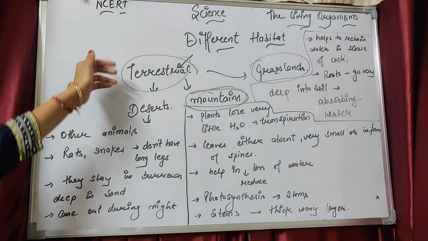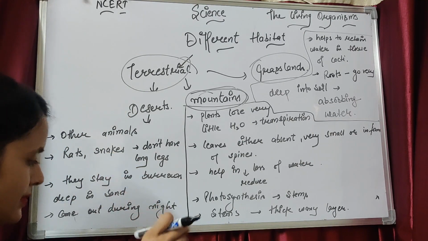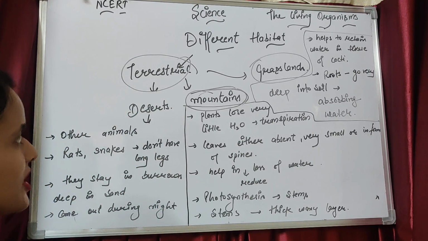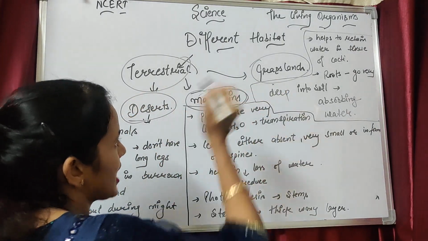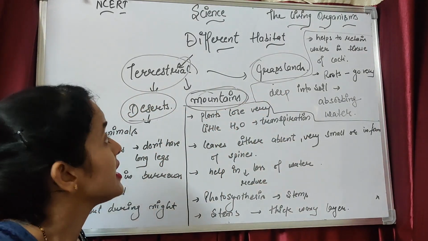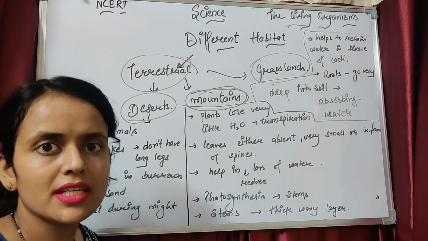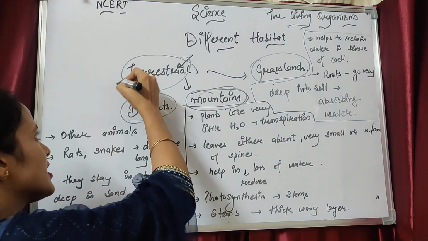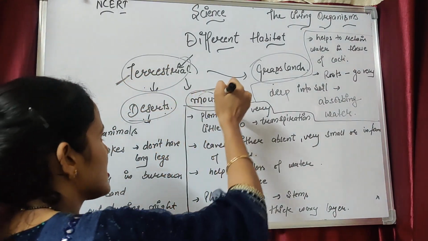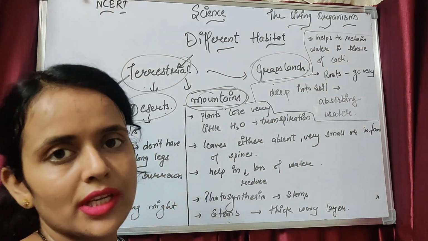So let's start with the terrestrial. In the terrestrial, there are three different parts: desert, mountain and grassland. Different habitats have two to three parts, like aquatic and terrestrial habitat. So we will discuss all these three today.